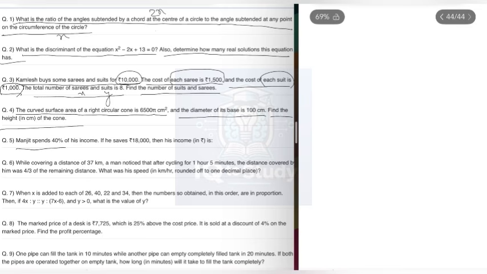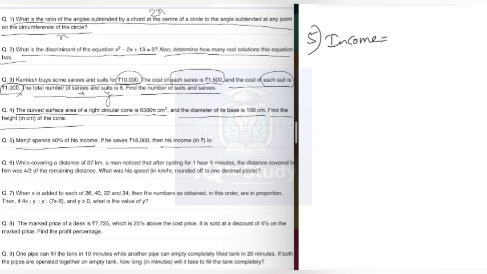Manjit spends 40% of his income. If he saves 18,000 rupees, then his income is. We know that income is equal to savings divided by 1 minus spending percentage.